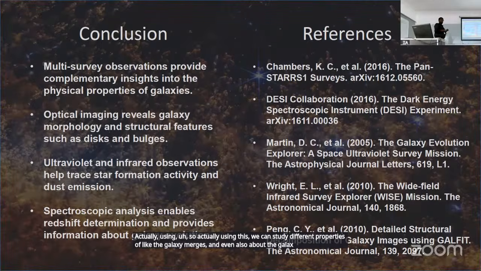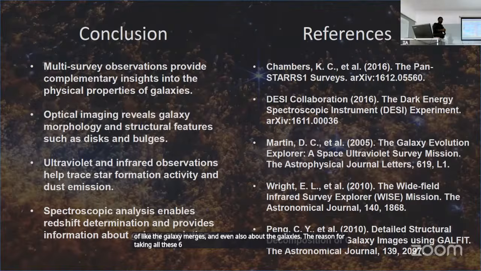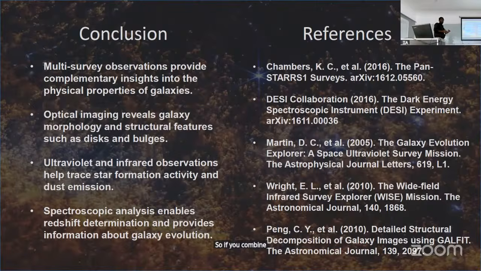The reason for taking all these 6 types is that a few of the galaxies don't have Pan-STARRS and a few of the galaxies normally don't have SDSS. So if you combine all these, you can almost get most of the information about all of the galaxies.